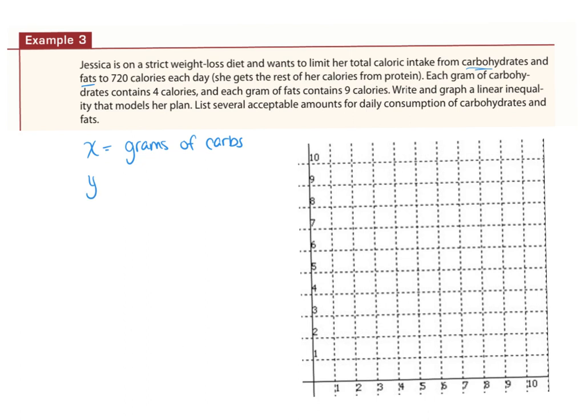And I would write that Y is going to represent my grams of fat. So if my X values represent grams of carbs and Y represents grams of fat, I'm only going to use the first quadrant because I can't have a negative number of carbs and fats. That does not make sense logically, right?